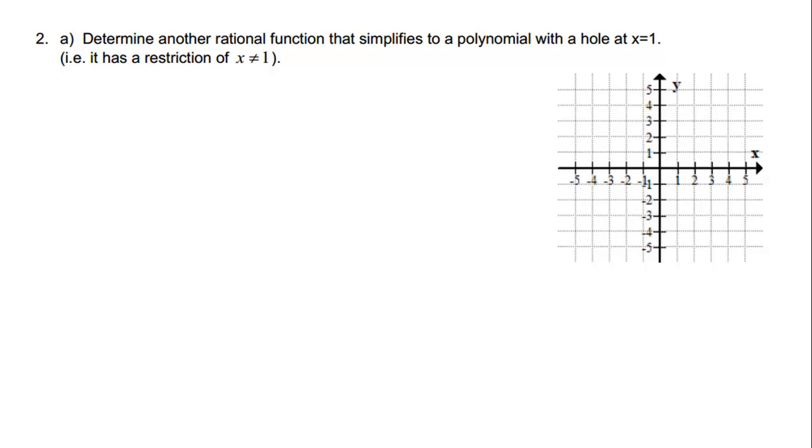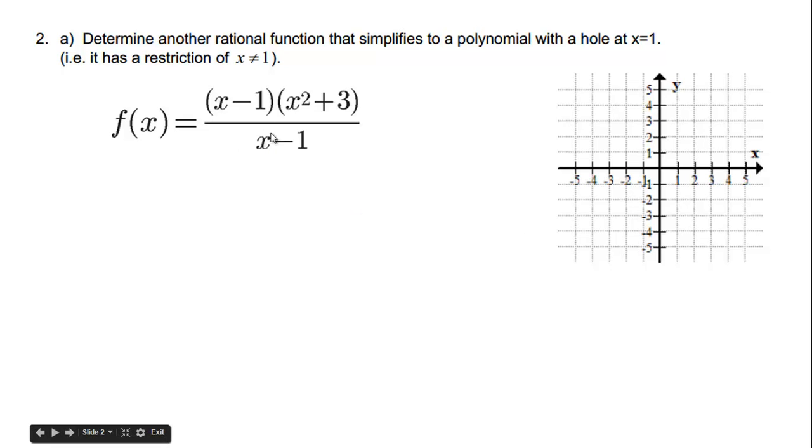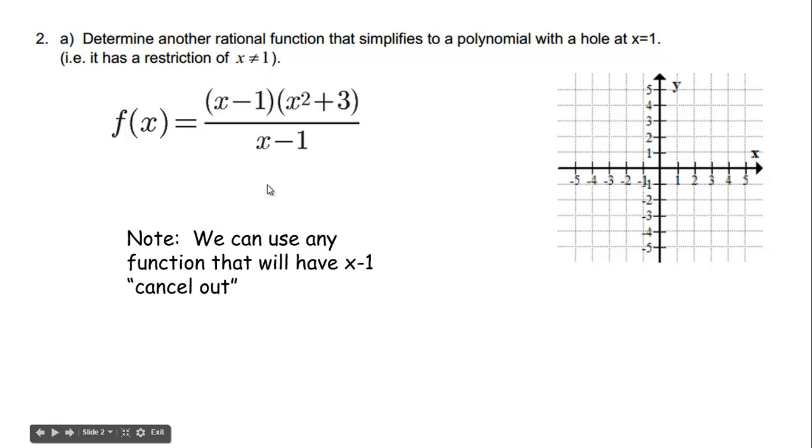I would determine another rational function that simplifies to a polynomial with a hole at x equals 1 has a restriction that x cannot equal 1. And so we notice that all we have to do is make sure that we have an x minus 1 in the top and the bottom. So if x minus 1 is in the bottom and the top, they'll cancel out, and we note that we can use any function that will have an x minus 1 cancel out.